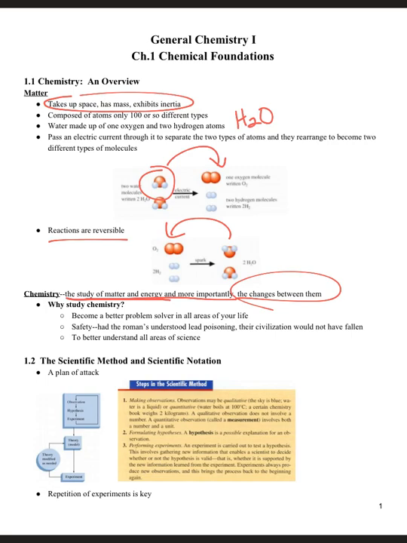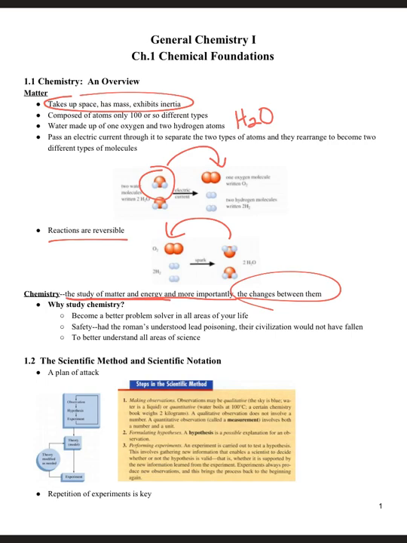Safety is one thing. If the Romans, the Roman people, had actually understood lead poisoning, their civilization would not have fallen. So they used lead for a lot of stuff back then, not knowing that lead can be poisonous.